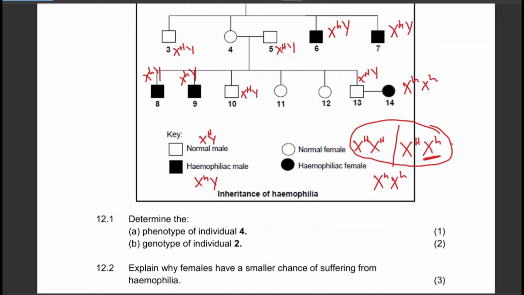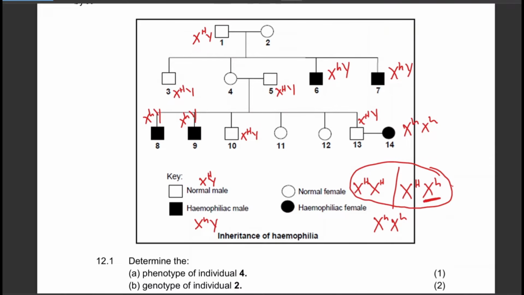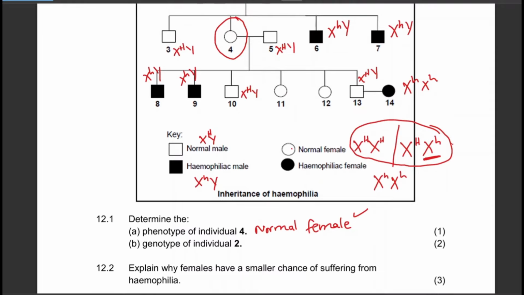Now, determine the phenotype of individual 4. This, I know learners confuse. When it comes to pedigree diagrams, read this word twice to understand if they are asking you for a phenotype or a genotype. Some learners mess it up. They will read genotype but end up writing the phenotype, and you're going to lose a mark. Now, the phenotype of individual 4, this is a giveaway mark. Where is individual 4? There is individual 4. Then you match it with the key. There is the key. This one is a normal female. That's it. You get your 1 mark. Just like that.